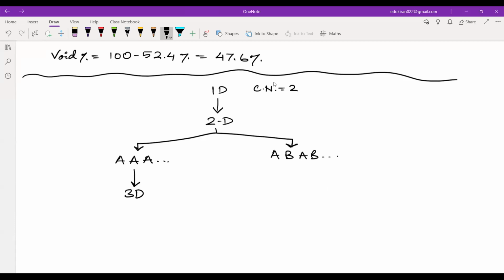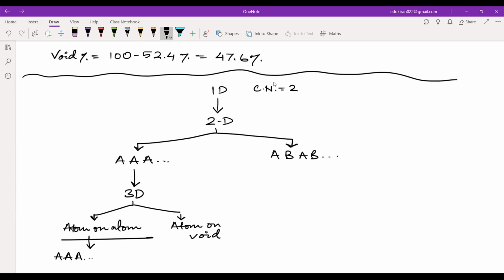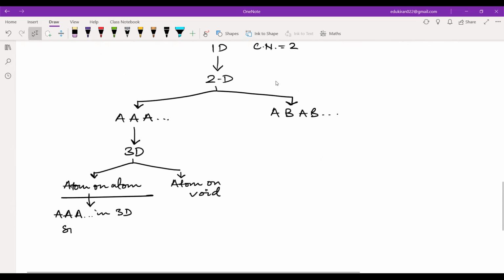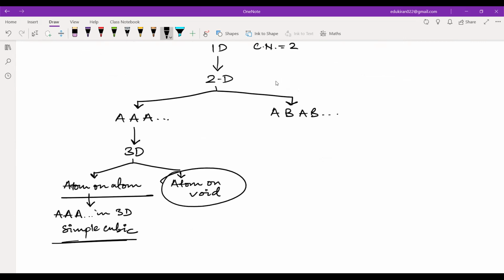So when we have AAA, then also in 3D, we have two different options. We can either get atoms on atom, or atom on void. So we have already seen this atom on atom, and we have seen that we have got a packing which is AAA in 3D. And please remember the unit cell, it is simple cubic. Now we will study atoms on void when we are having the base layer as the AAA.